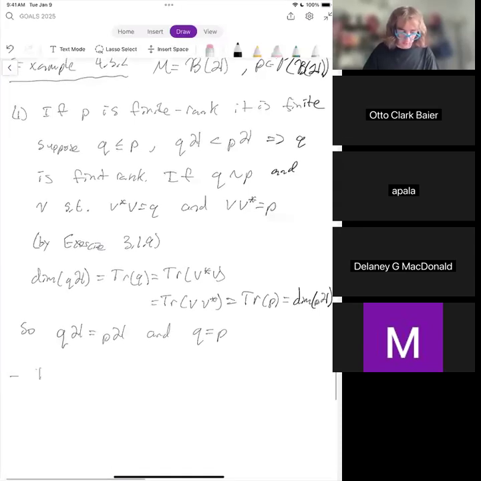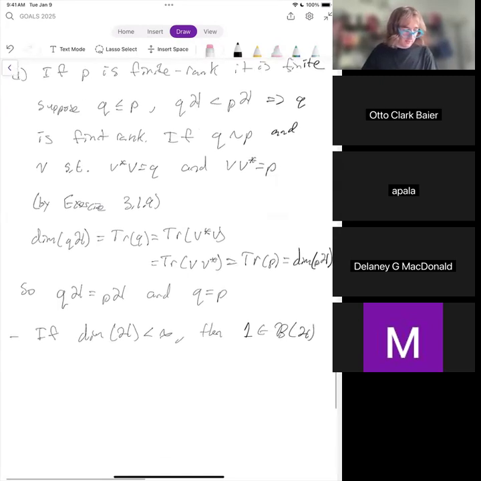And so, moreover, if the dimension of H is finite, then the identity is a finite rank projection.